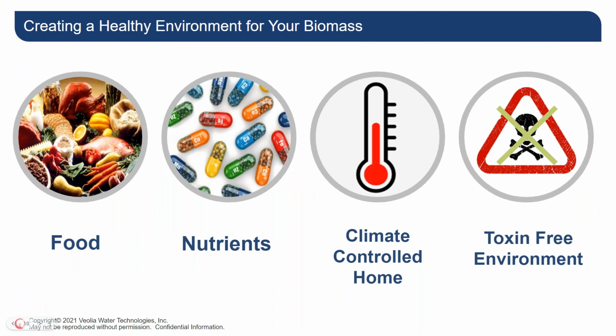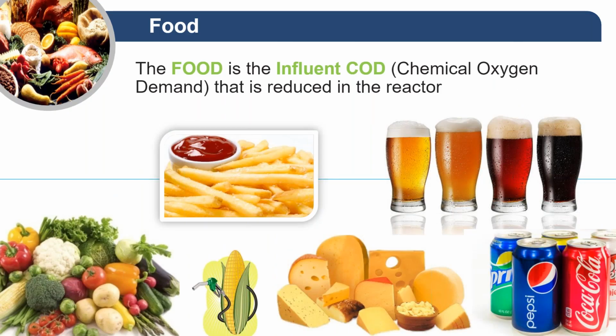So the other thing that's important to the biomass is that there's certain environmental, if you want to call them that, parameters that you need to keep track of, and that is the food. These bacteria need food, they need nutrients, they need a climate-controlled home, and they don't want any toxins in their environment. Hey, that's the same thing I like in my house and what keeps me alive. You can't live on sugar alone, so you need those nutrients.